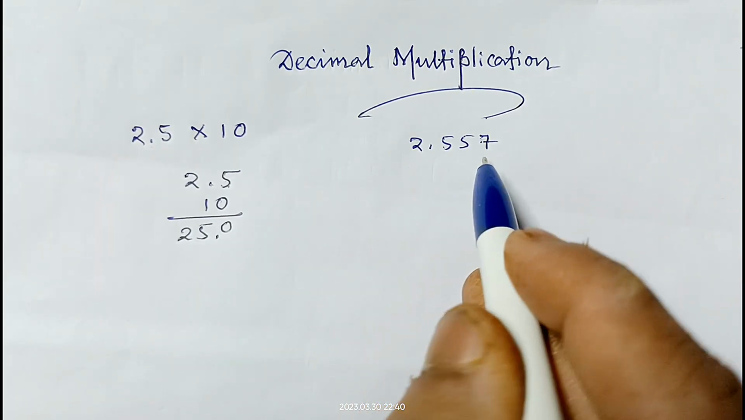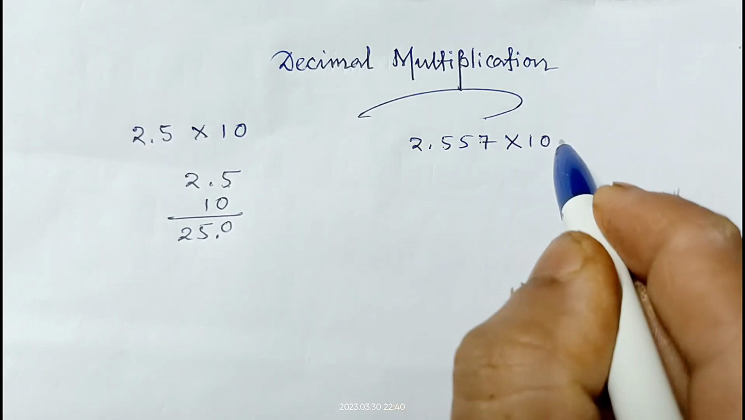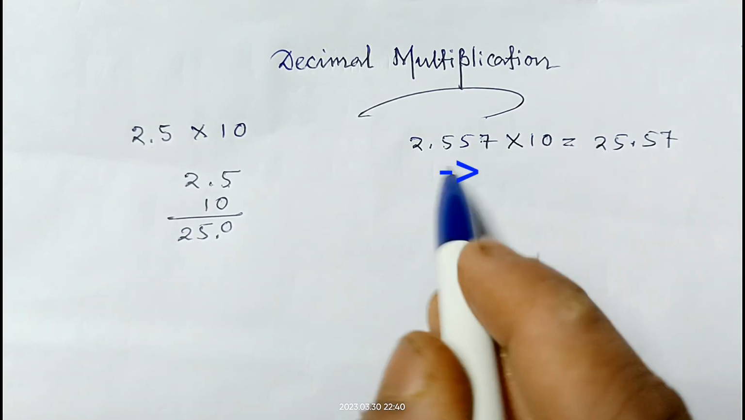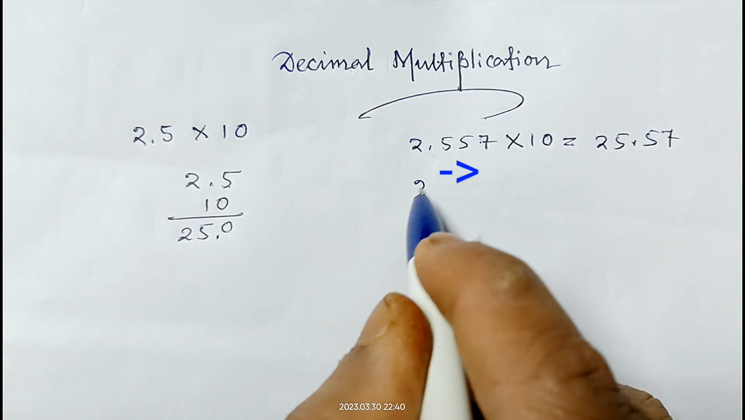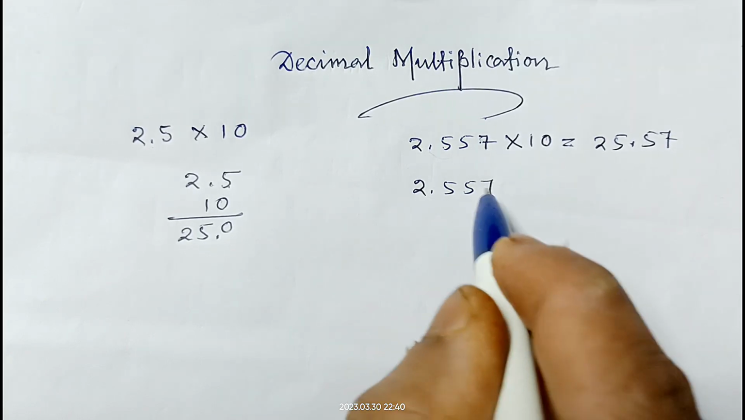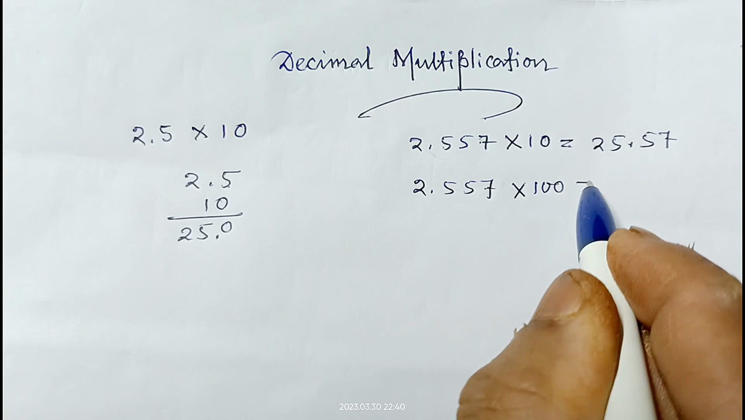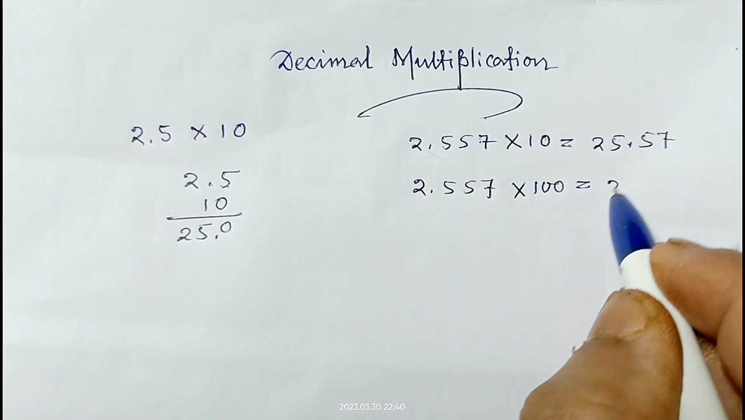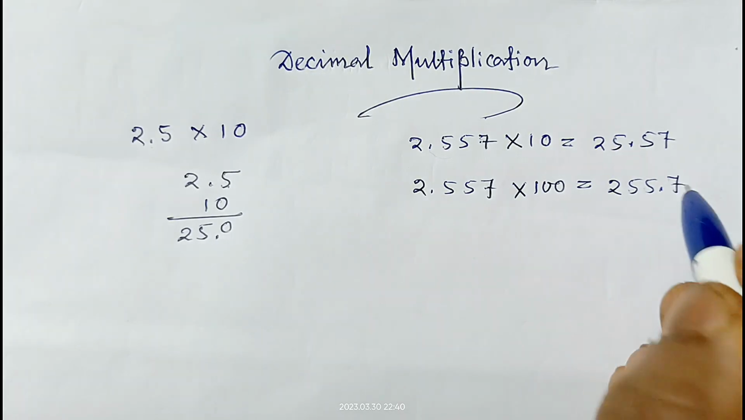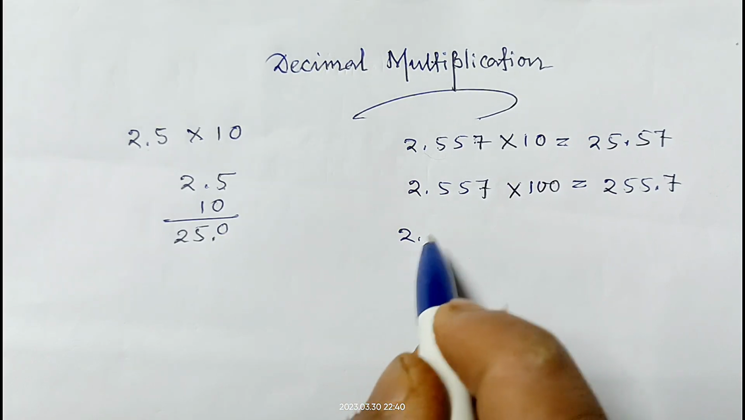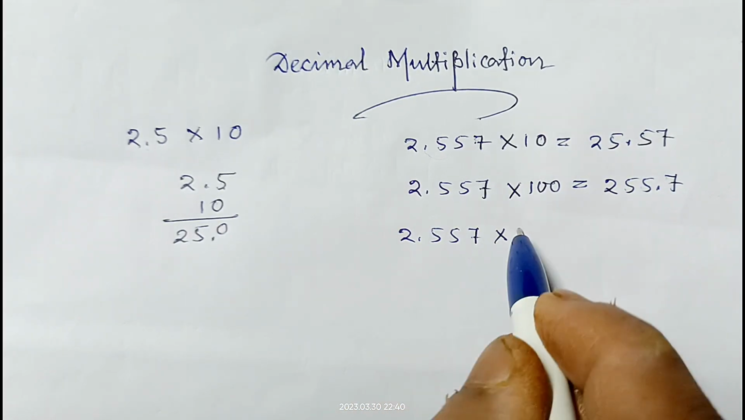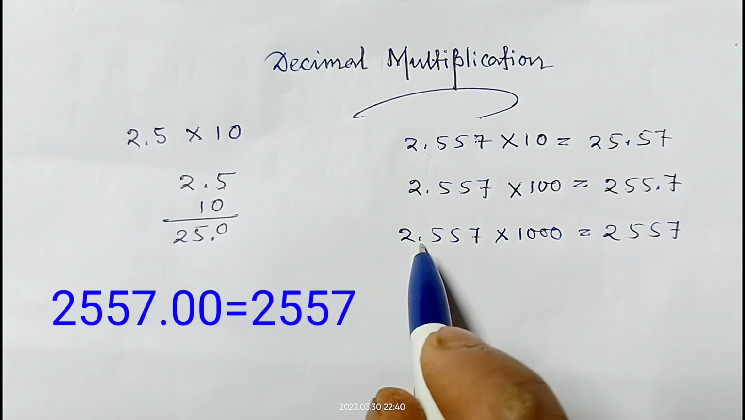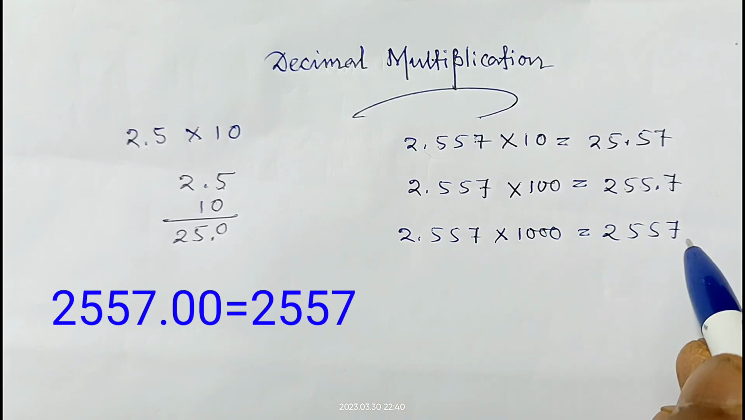Now suppose 2.557, if I multiply by 10, it will become 25.57. Because here I am multiplying by 10, the decimal will shift one place. Suppose it is 2.557 and I am multiplying by 100. Since there are two zeros, the decimal will shift two places to the right, so it will become 255.7. If I multiply 2.557 by 1000, it will become 2557. The decimal will shift three places, 1, 2, 3, so the decimal will come here.